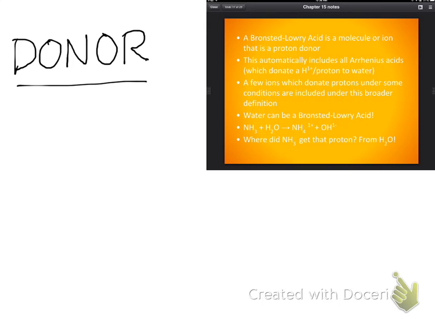Okay. I don't want you to yell out or anything. I just want you to raise your hand if you've ever donated something. This could be blood, something to Goodwill, a pencil to a friend, $1 for a friend's candy bar. I don't care what you've donated. What does it mean if you donate something? You give it up, you give it away, you give it to somebody else. In the Bronsted-Lowry definition, anything that donates a proton to something else is an acid. So proton donor is the big one: this equals acid.